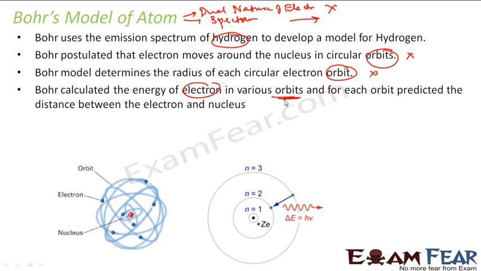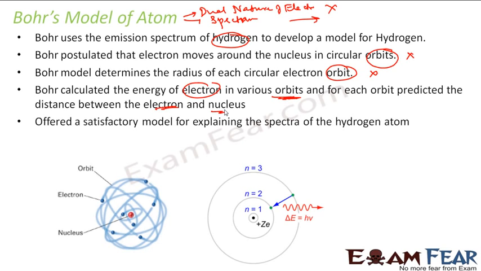And he also predicted the distance between electrons and nucleus. And he also offered a satisfactory explanation of the spectra of hydrogen. What he told was each orbit has specific energy. So let's suppose this orbit has energy E1, this orbit has E2, and this has E3. That energy is fixed. So when an electron jumps from here to here, it emits spectrum, it emits light. And that's what the spectrum is all about.